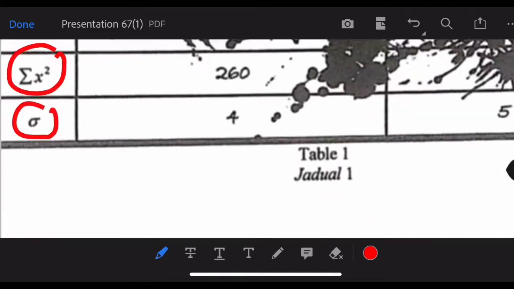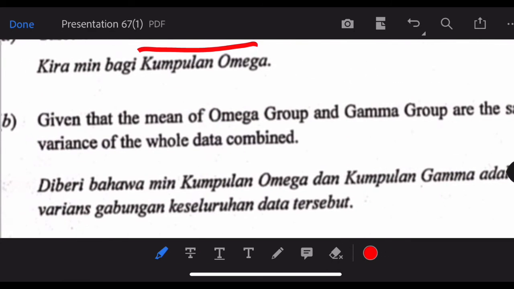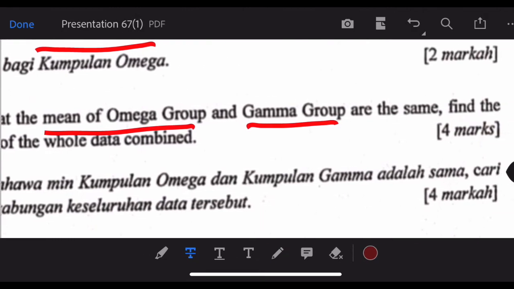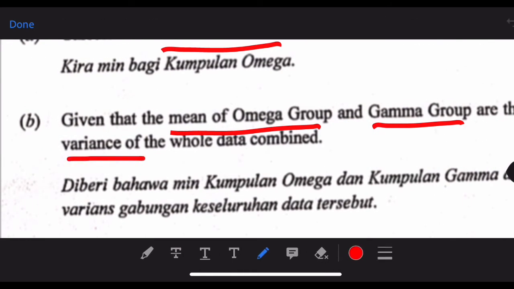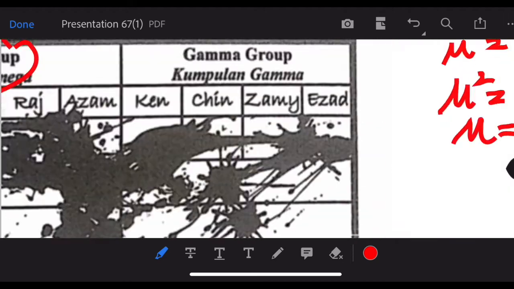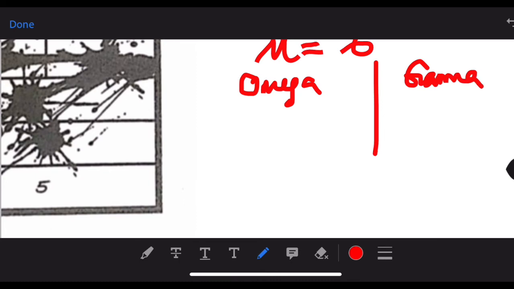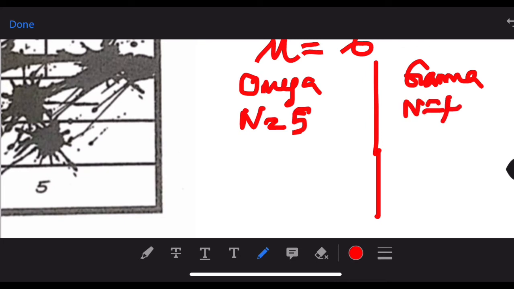Now we will discuss, given that the mean of the omega group and the gamma group are the same, find the variance of the combined data. If you want to combine the data, you must have the information about the omega group and the gamma group. So we have n equal to 5, n equal to 4. We have the mean, just now we have 6, and this one also has mean 6.